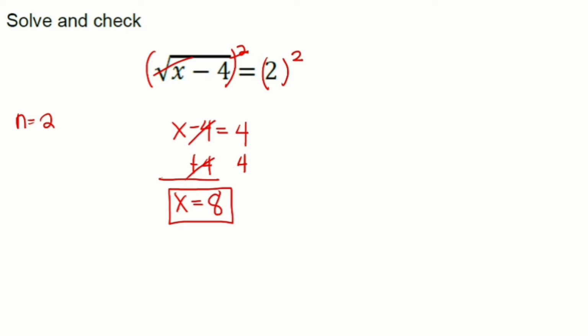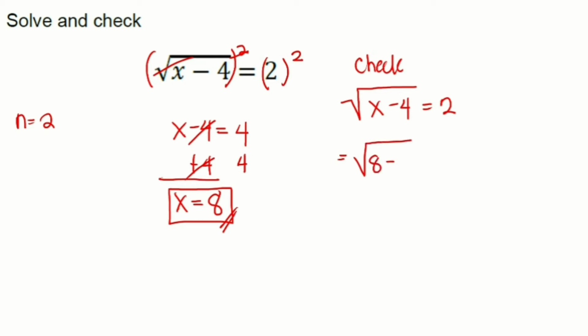Now let's try to check. To check if this is correct, we substitute the value of x in our radical equation. Remember, we have the square root of x minus 4 is equal to 2. So we plug in 8. That is the square root of 8 minus 4 is equal to 2. 8 minus 4, that is the square root of 4, is equal to 2. The square root of 4 is 2, so 2 is equal to 2. Therefore, 8 is our solution.